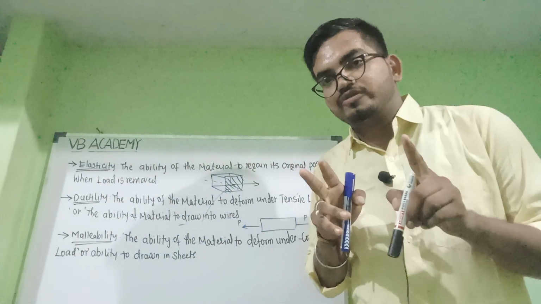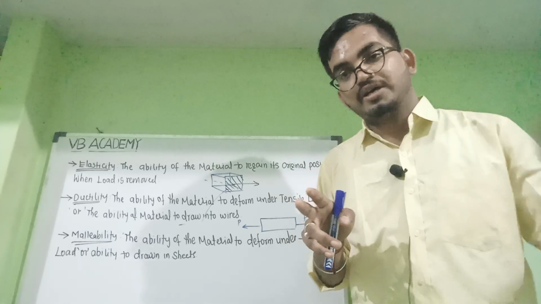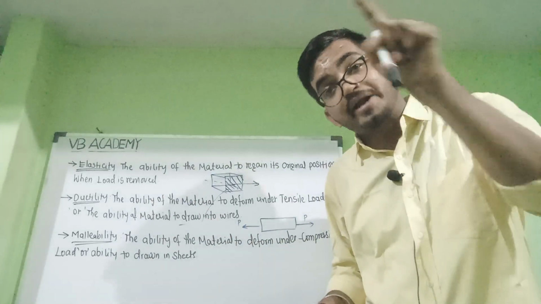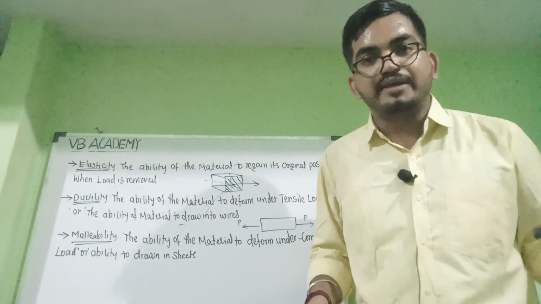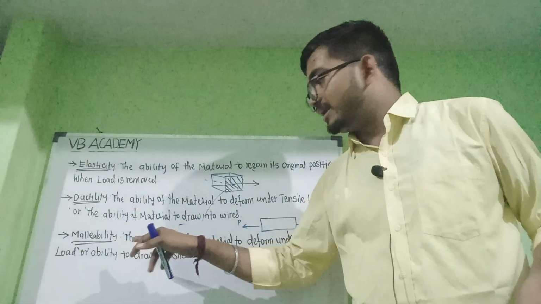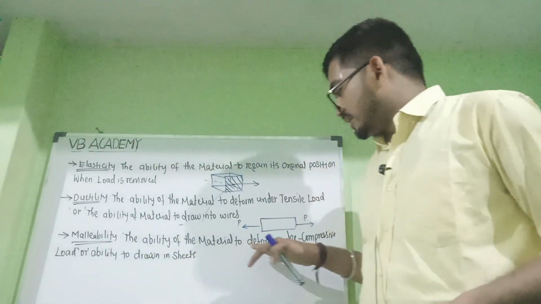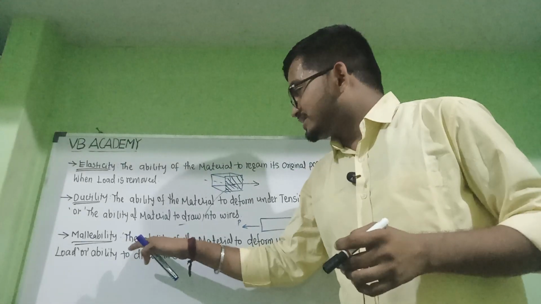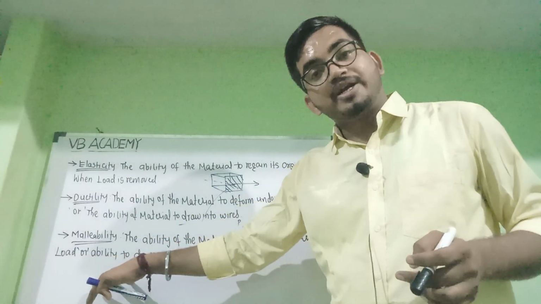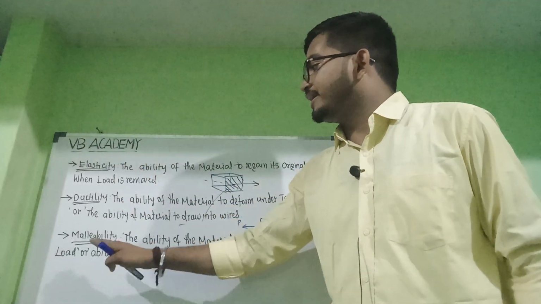So the first one is what, Nana? Elasticity. Elasticity is the ability of the material to regain its shape or original position whenever the load is removed. Clear? Then coming to ductility. What is meant by ductility? It is the ability of the material to deform under tensile loads or draw into wires. Clear? It possesses more tensile strength. Then coming to malleability, the third property: the ability of the material to deform under compressive loads, or the ability of the material to be drawn into sheets. Clear? Elasticity, ductility, malleability.